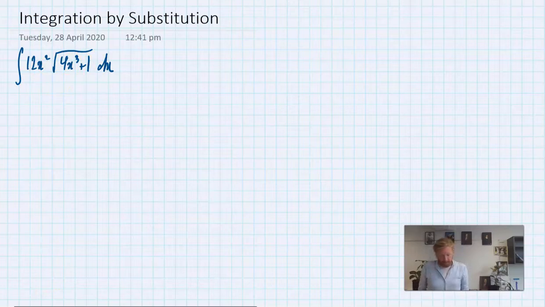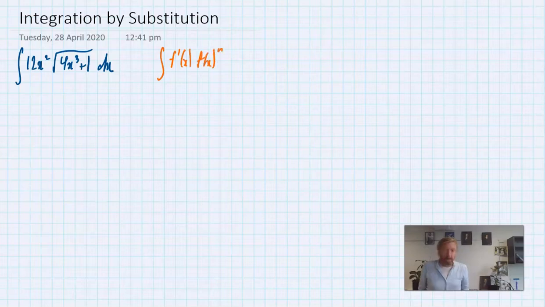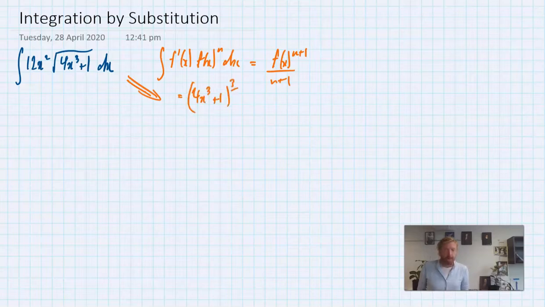If you remember, this is in the form integral f dash x, f of x to the n dx. And we know that just goes to f x to the n plus 1 on n plus 1. So this question here would go to 4x cubed plus 1. A half plus 1 is 3 over 2. Divided by 3 over 2 is the same as times by 2 over 3. And that's our answer. We're done. Plus c.